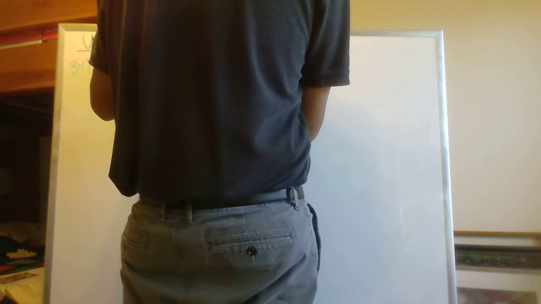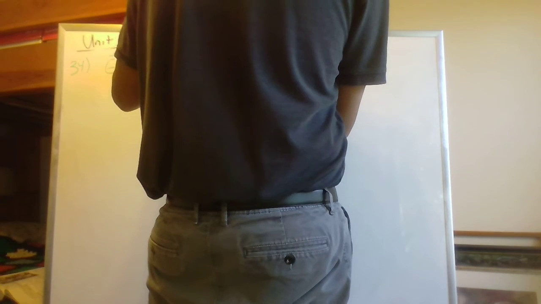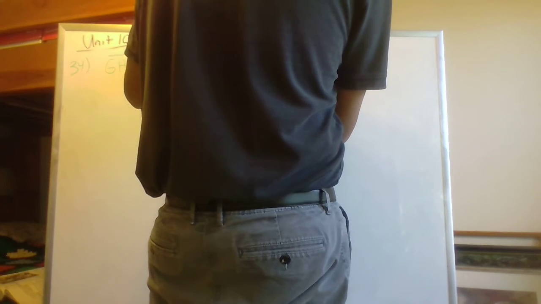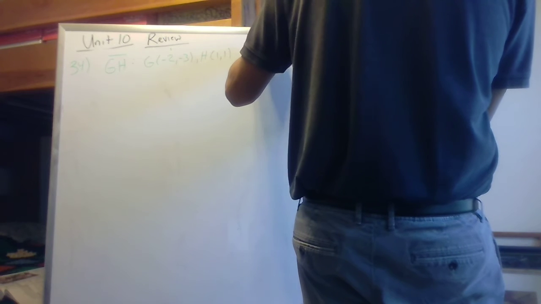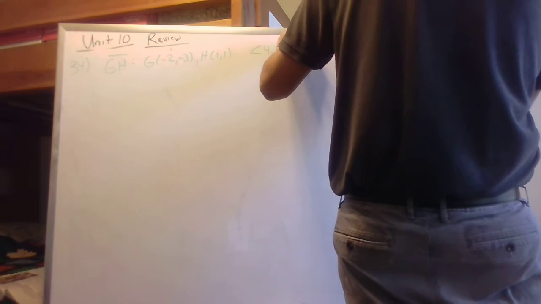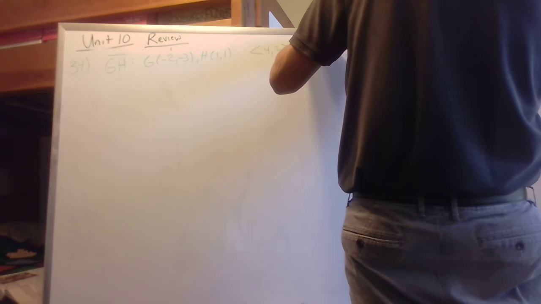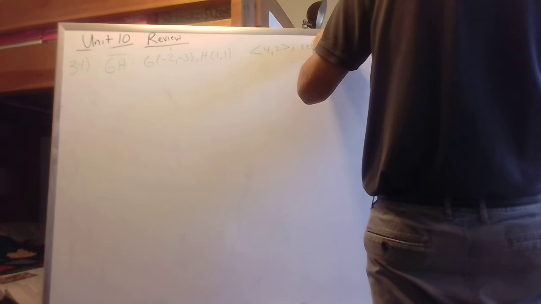So problem 34 is, like I said, a composition of transformations. It says that line GH has endpoints of G at negative 2, negative 3, and H is at 1, 1. And we're going to do a translation of 4 and 2, and then we're going to do a reflection over the x-axis.